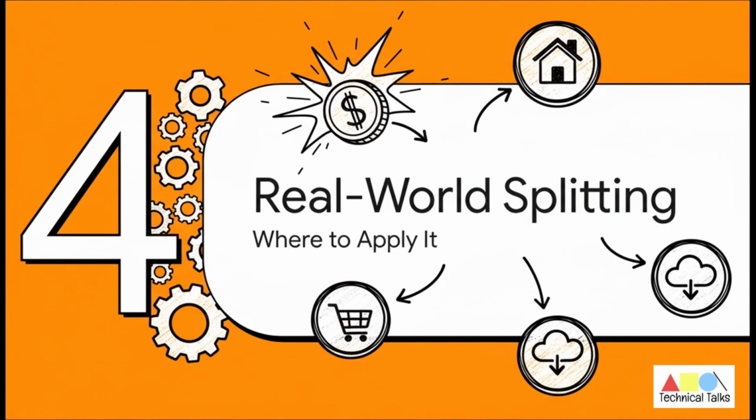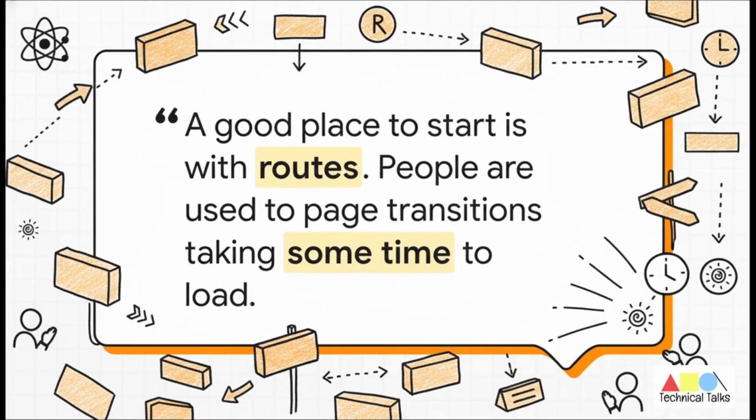All right, so that's the theory. It sounds great, right? But where do we actually use this stuff in a real-world app? Where do you get the most bang for your buck? Well, the React docs themselves give us the best advice here. The number one place to start is with your routes. It just makes so much sense, right? People are already used to a tiny pause when they click a link to go to a new page. It's the most natural boundary to split your code on, and it's the perfect place to load things on demand without the user even really noticing.